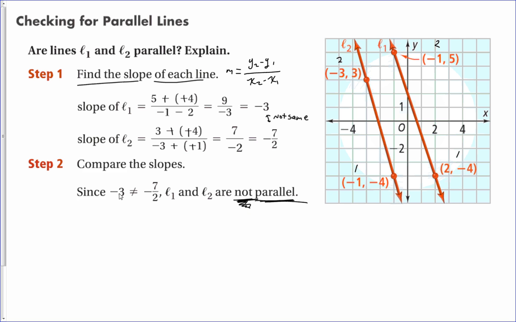Alright, in order for them to be parallel, this line should have either had a slope of negative 3, or this line should have had a slope of negative 7 halves. They would have had to have been the same number for these lines to have been parallel. Alright?